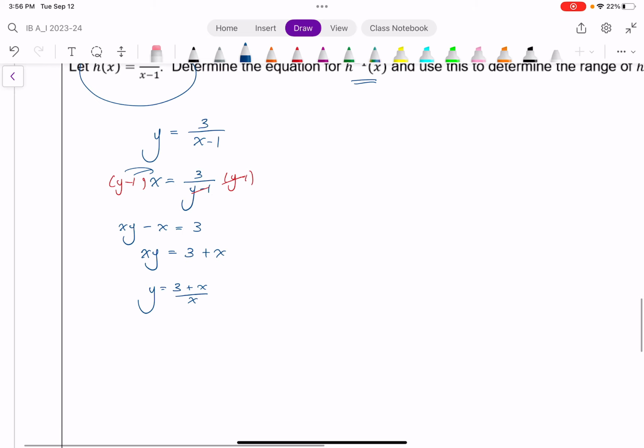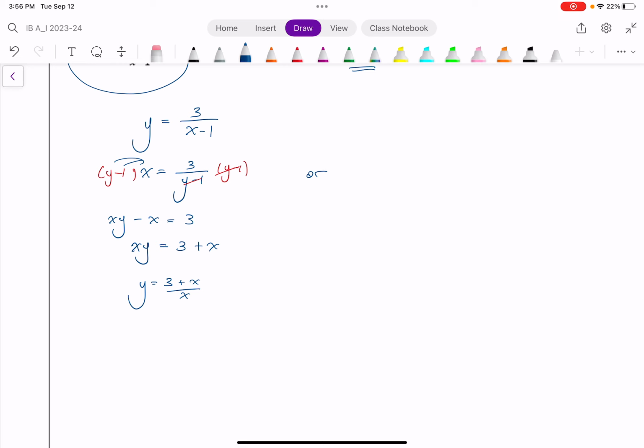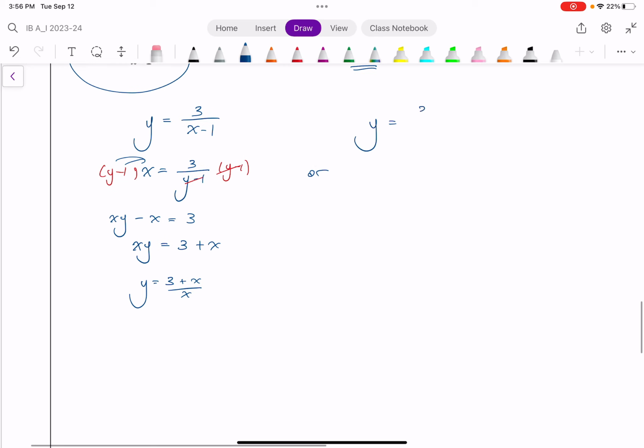Or, which is faster, if I go back to what I started with here, 3 over x minus 1. You may have learned that when you have a fraction equaling a single value, what's always equivalent is if you swap these two around. The reason it works is kind of what I've shown before, but if you've seen that before, you may feel confident just jumping straight to x minus 1 equals 3 over y.